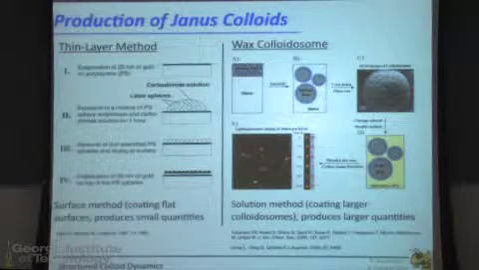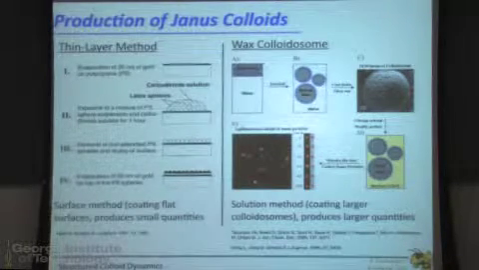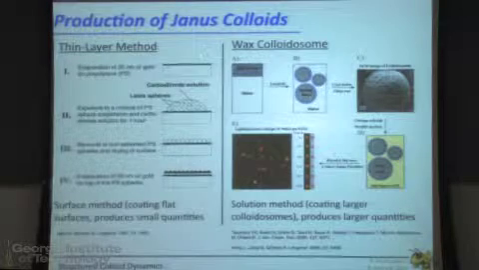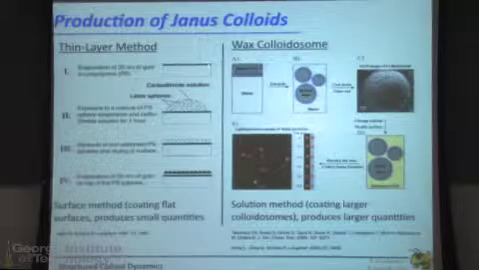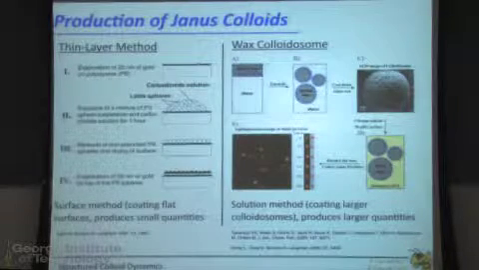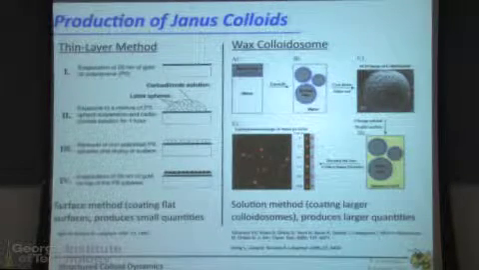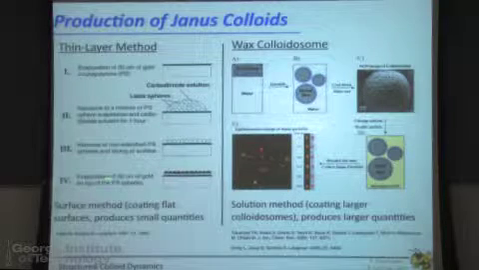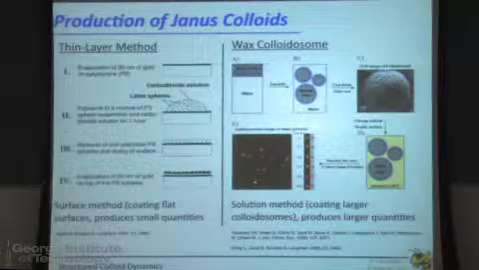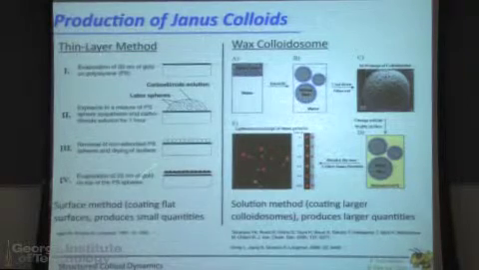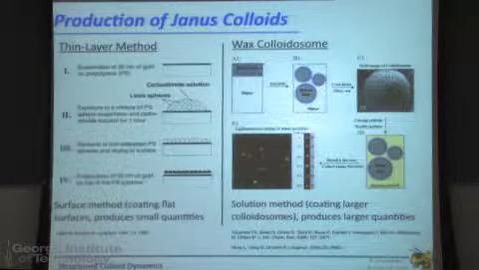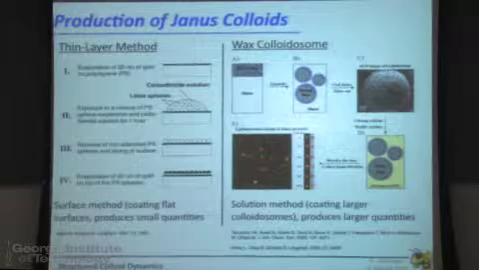Someone can make them. One way of making them is using the thin layer method. You take a surface which is maybe positively or negatively charged or likes one particular surface of the colloidal particles. These latex spheres stick onto them, and then you coat the top half, and now you've made them. Now, there's one small problem with making them this way. Any guesses for the small problem?